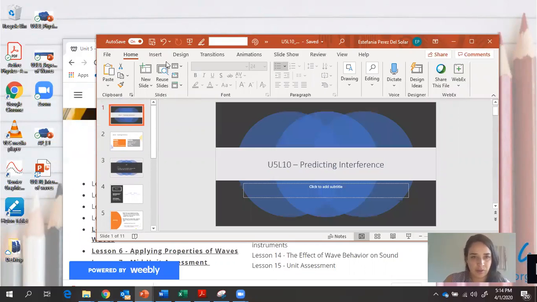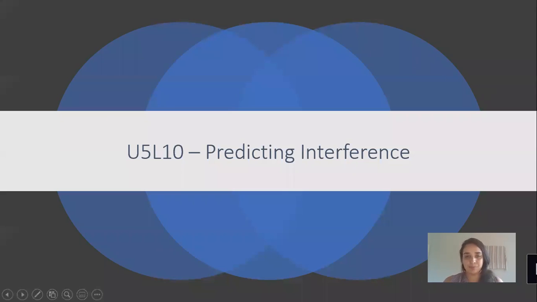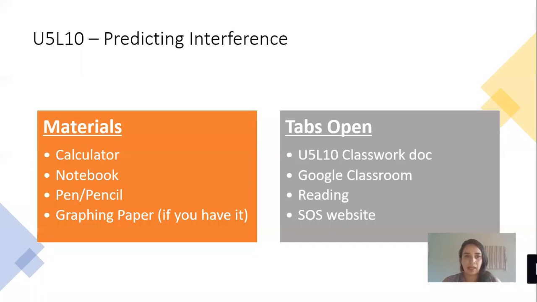All right, so let's start with our lesson. Predicting interference. Again, the materials that you should have are your calculator, a notebook, a pen, a pencil, and if you have graphing paper at home, you should use it today. It's going to be really helpful for when we do the exercises at the end of the day. If you don't have graphing paper, it's not a big deal. I might recommend using a ruler to be able to solve these problems to make things a little easier for you.